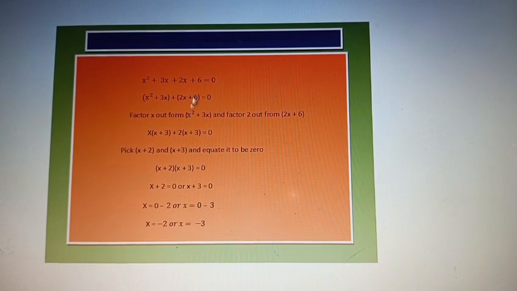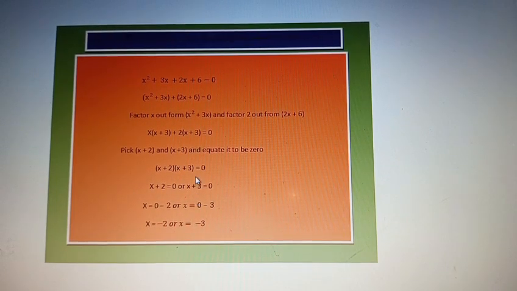We see plus 6 divided by plus 2. So we are going to say 6 divided by 2 gives us 3. Then it equals 0. So we are going to pick s plus 2 and s plus 3 and equate it to 0. So we now have s plus 2 times s plus 3 equals 0. So s plus 2 is equal to 0, or s plus 3 equals 0. Whenever a positive number crosses the equal sign it changes to negative, and our s now is 0 minus 2, s is equal to minus 2, or s is equal to 0 minus 3, s is equal to minus 3.